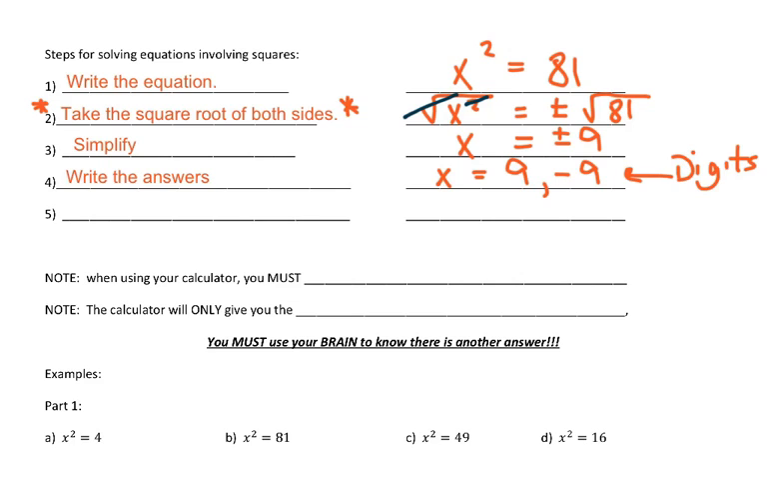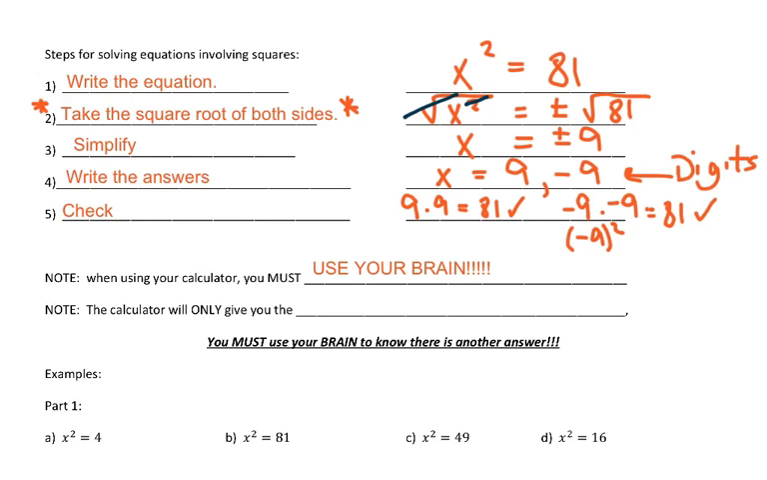The last step is the step that most students will skip, but it is not a good idea to skip it, and that is to check our work. So the check is simply 9 times 9, because that's 9 squared, and that equals 81, so it works. And the other one is negative 9 times negative 9. So that would be negative 9 in parentheses squared, and that equals 81, and that works as well. So it's always a good idea to check your work.